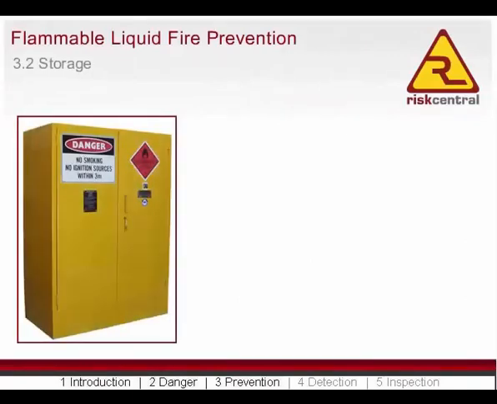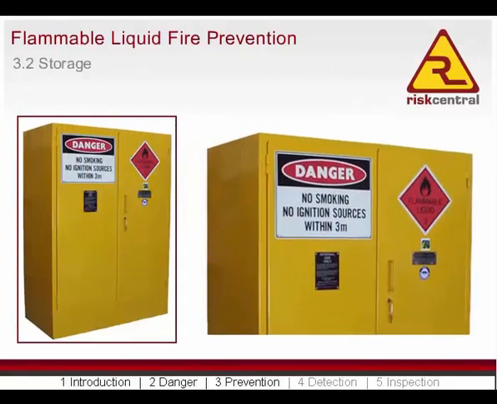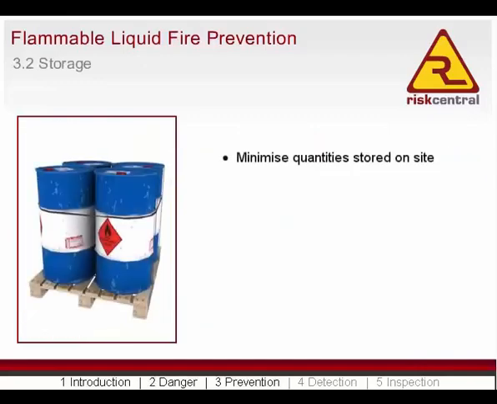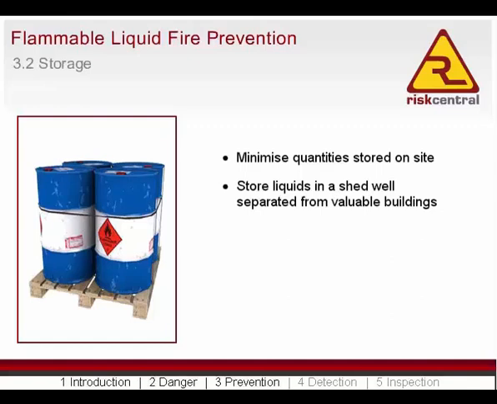Storage. The first set of controls is designed to minimize the volume of flammable and combustible liquids stored in buildings or other sensitive areas and to ensure that they are only stored in appropriate containers and places. The most important controls include: minimize the quantity of flammable and combustible liquid stored on site. If flammable and combustible liquid is to be stored on site, it is most preferable from a fire prevention point of view to store it in an appropriate flammable liquid storage shed which is well separated from any valuable structures or equipment. Minimize the quantity of flammable and combustible liquid stored in valuable buildings.